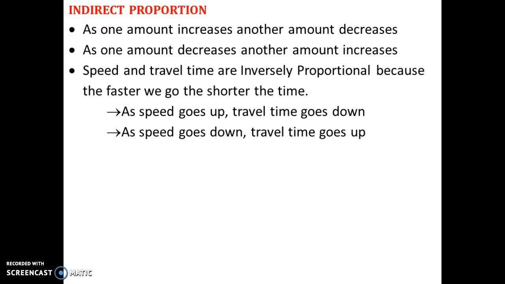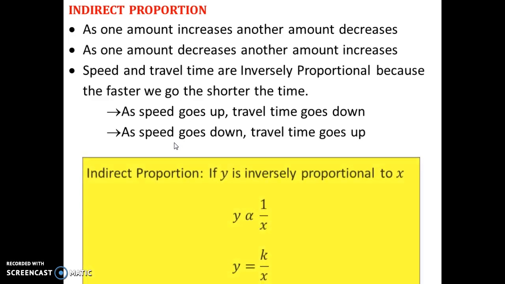So indirect or inverse proportion is where as one quantity increases, the other one decreases, or vice versa. A classic example is speed and travel time. They are inversely proportional because, as the speed goes up, so as it gets faster, the travel time actually goes down, so it gets shorter. Or vice versa, as the speed goes down, so as you get slower, the travel time takes longer. So they're going in opposite directions.